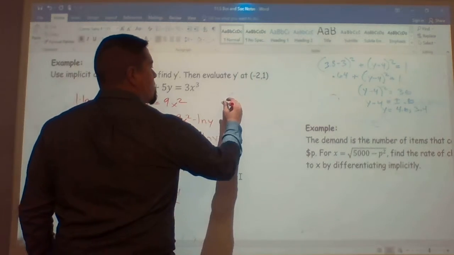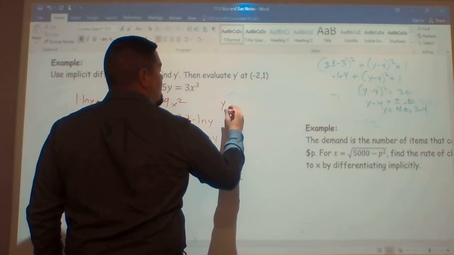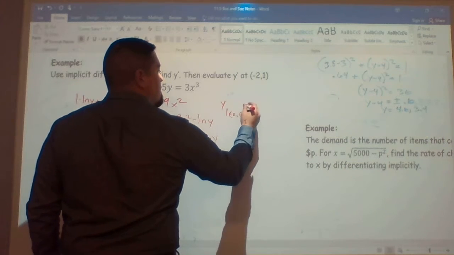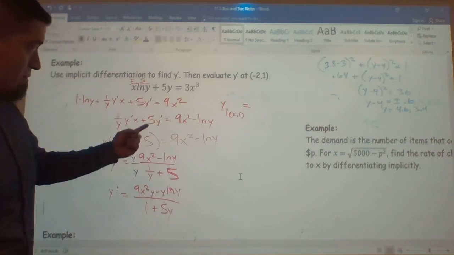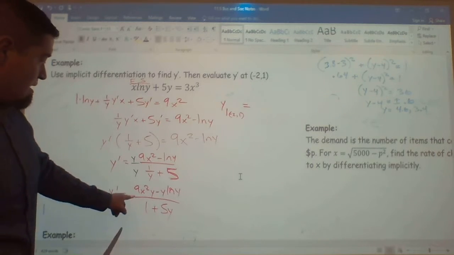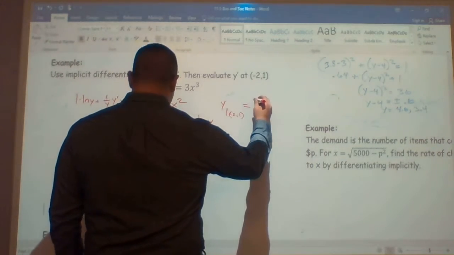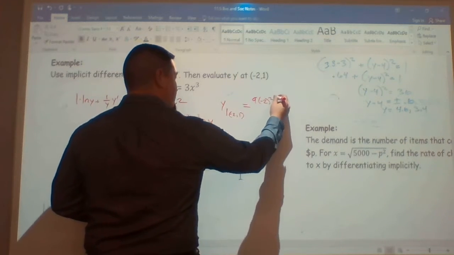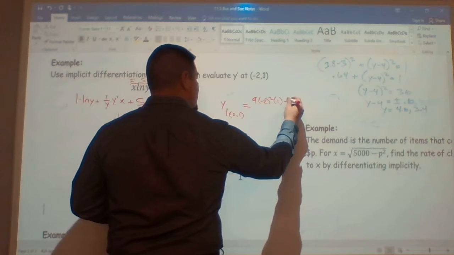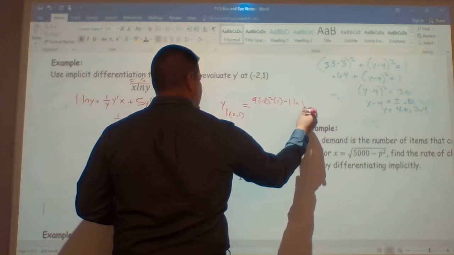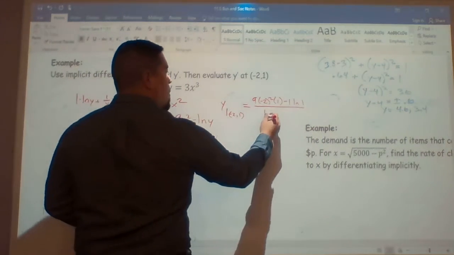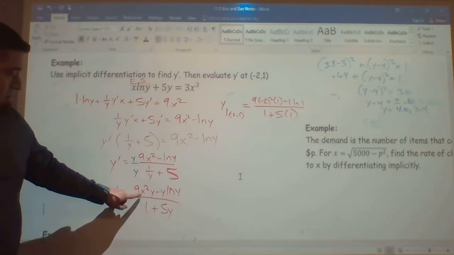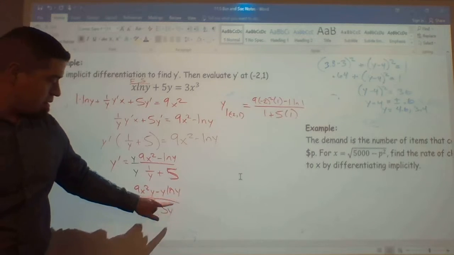Okay, so we want to evaluate at negative 2, 1, which you do with this kind of symbol. That means evaluate at negative 2. All that means is just plug in negative 2 and 1 for x and for y. So that's exactly what we're going to do. So we have 9x squared, or in other words, 9 times negative 2 squared times 1 minus 1 times ln 1, over 1 plus 5 times 1. Again, all I did there was substitute negative 2 for my x's and 1 for my y's.